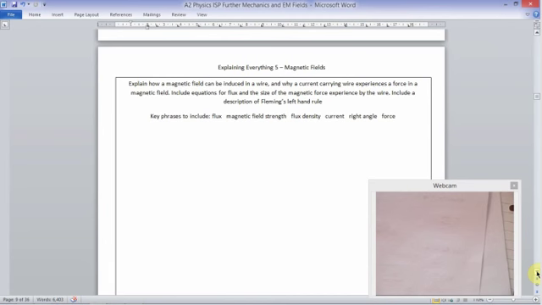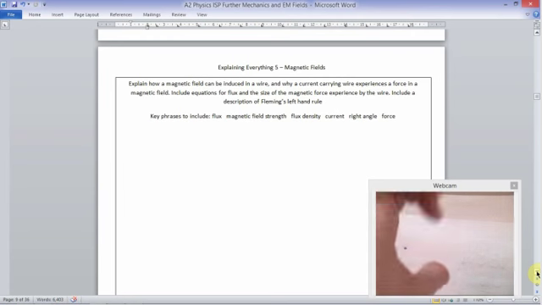So explain how a magnetic field can be induced around a wire, not really in a wire. It's current induced in a wire, magnetic field around a wire. So a magnetic field can be induced around a wire, and a current carrying wire experiences a force in a magnetic field. So let's do that bit first. Okay, so if we've got a current carrying wire, we use the right hand screw rule to figure out the direction of the magnetic field that's acting around it. So whichever way the current's going, that tells us essentially the orientation of the magnetic field around it.